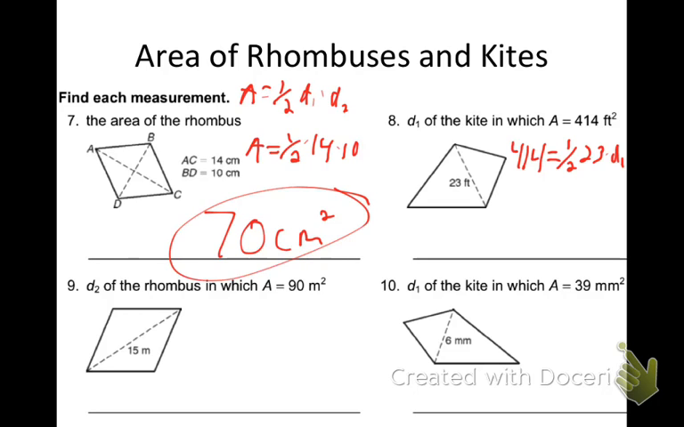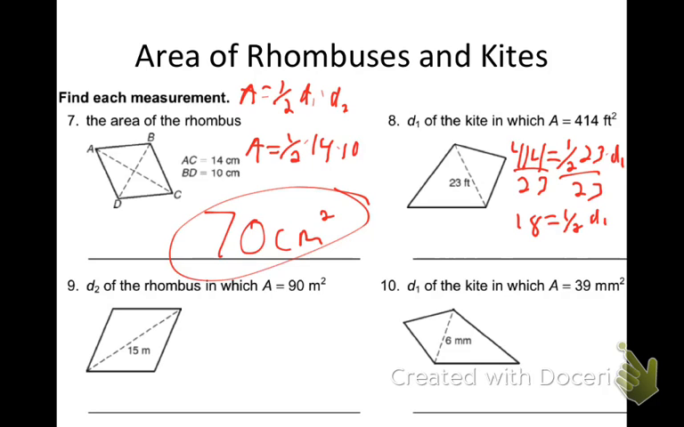I can't subtract. Divide. What could I divide by? Yeah, I could divide both sides by 23 first. So 414 divided by 23 gets me what? I got 18. So I get 18 equals 1/2 D1. Oh, not DI. D1.